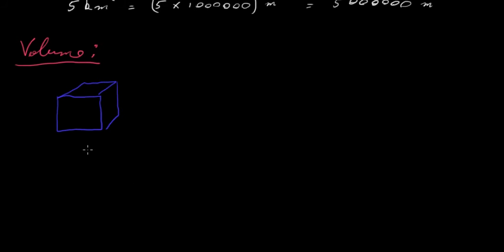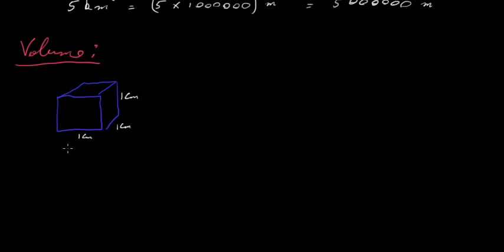Okay. So this is our cube, and to find the volume of a cube, you multiply length by width by height. In this case, the length, width, and height are all going to be the same. So we're going to take this as being 1 centimeter. This is 1 centimeter, and our height is 1 centimeter as well.